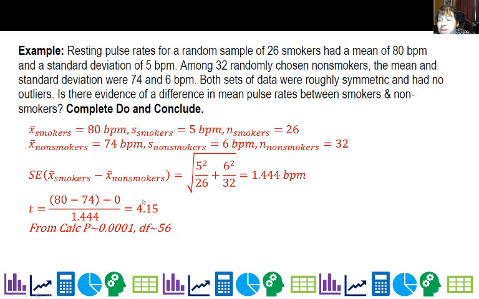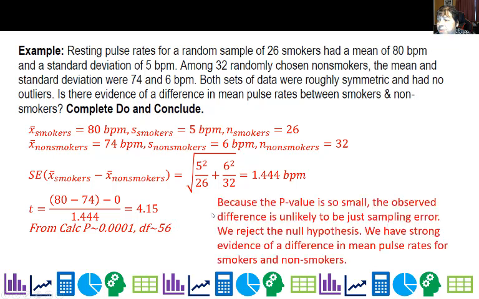Now I could have done this with tcdf and used 25 as my degrees of freedom, but you're going to see if I use the calculator, I get a much higher degrees of freedom. So my conclusion is because the p-value is so small, the observed difference is unlikely to be just sampling error. Now this is a little bit more wordy conclusion than usual, and that's fine. We reject the null because p is low, all right? We have strong evidence of a difference in mean pulse rates for both smokers and non-smokers, all right?